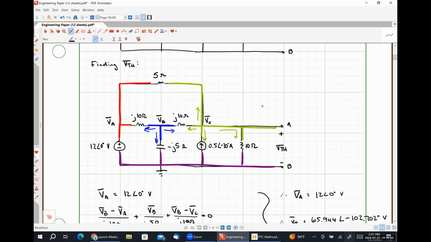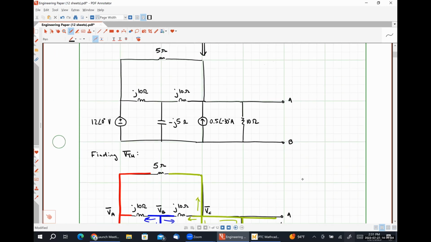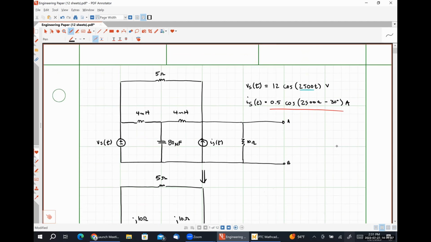And could you scroll up to the original circuit drawing, what the value was for the capacitor? It's 80 microfarads. Thank you.